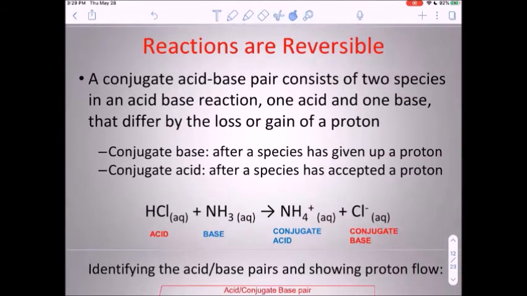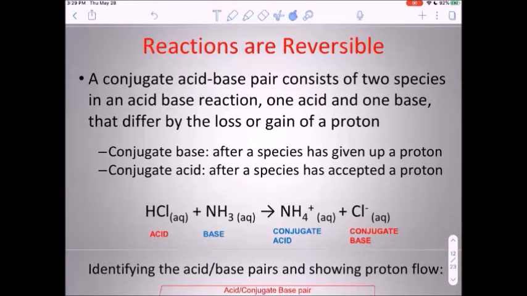These reactions are reversible, and we'll talk about what determines which direction that reaction will flow in a second. But this is consisting of two species, and one is an acid, one is a base, and that differs by just the loss or gain of that proton. The conjugate base is the name of the species after it has given up a proton. And then the conjugate acid is after it has accepted a proton.